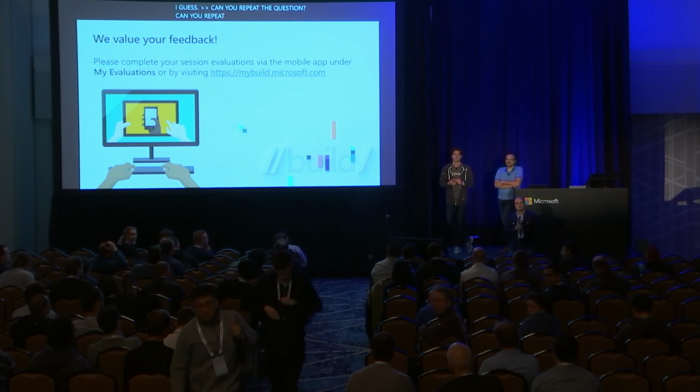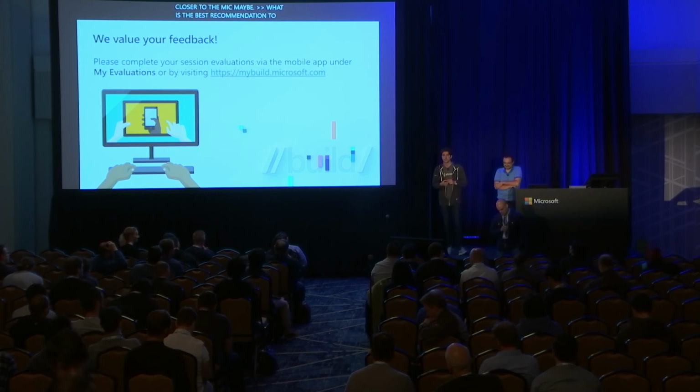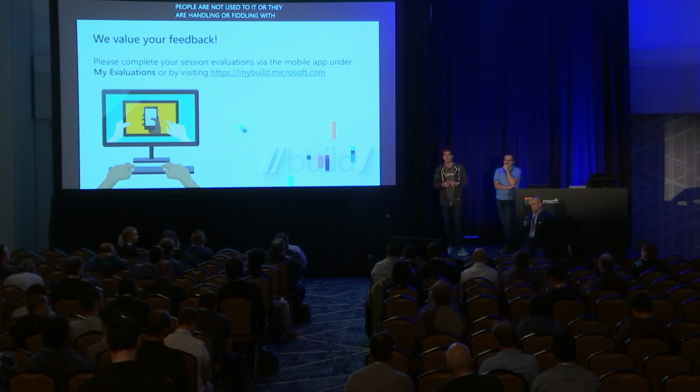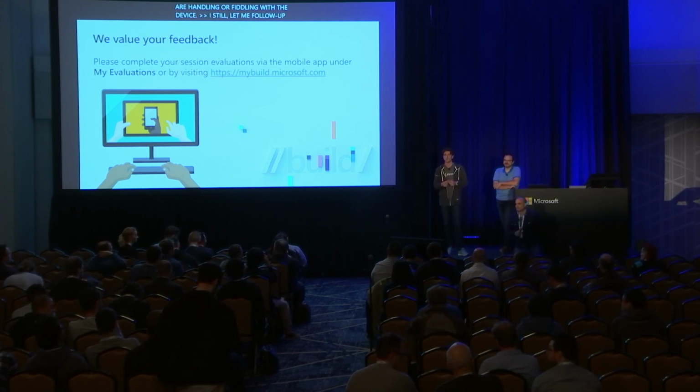So what's the best recommendation to know the angle at which you're displaying some data? I have a dashboard where I'm displaying real-time data, but most of the time it's very difficult to pull it up because people are not used to it, or they're fiddling with their device. You still don't get it. Let me follow up with you after because I'm not sure I understand the question. Yeah. Thank you.